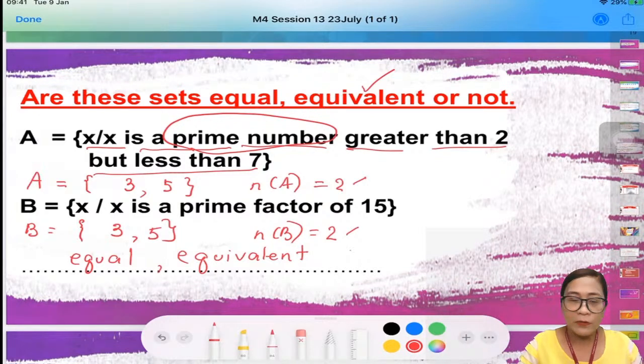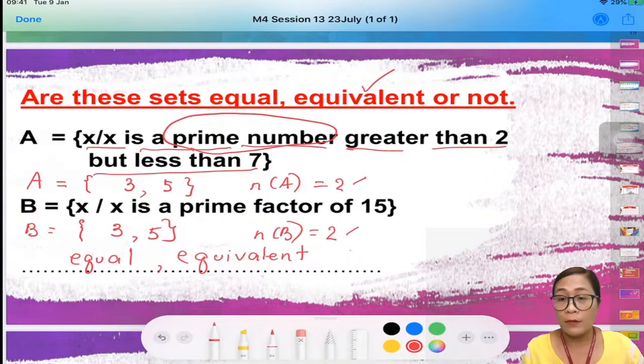Set of 1, 2, 3, set of 1, 2, 3. They have exactly the same elements as example. So A and B are equal sets. And at the same time, they are equivalent sets because they have the same number of elements, 2 and 2. Yeah? Actually, all equal sets are equivalent sets.